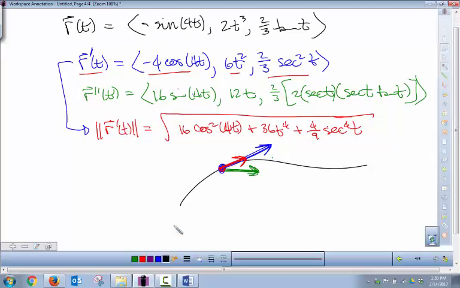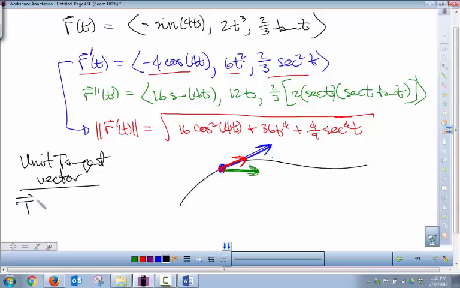So on the side here, I'm going to call this the unit tangent vector. The unit tangent vector I'll denote with a capital T, and it's a vector, so I'll use an arrow on top. And this is equal to the velocity vector, the tangent vector essentially, so that's R prime of t divided by its magnitude.